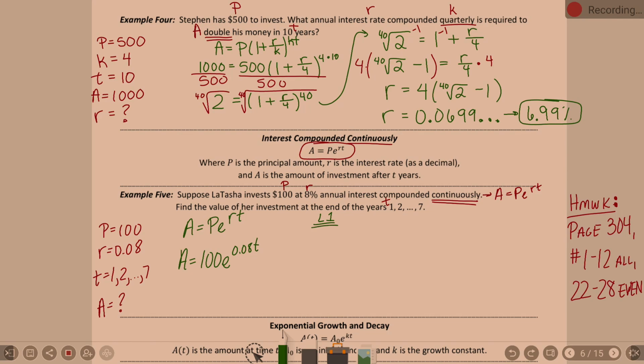As in L1, I would put my time. So I would put my 1, 2, 3, 4, 5, 6, 7. Okay. In L2, we're going to type our formula. What's our formula? 1000 e to the 0.08. Now, what do I say instead of times t? Where are my t values? In L1. So this is going to be times L1. And then that will give you your 7 answers.